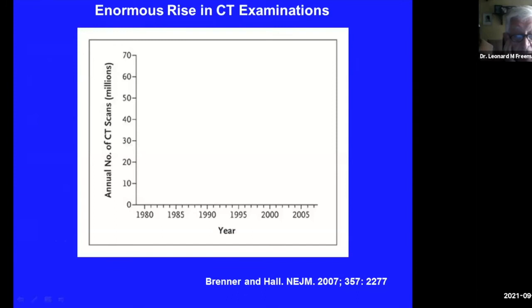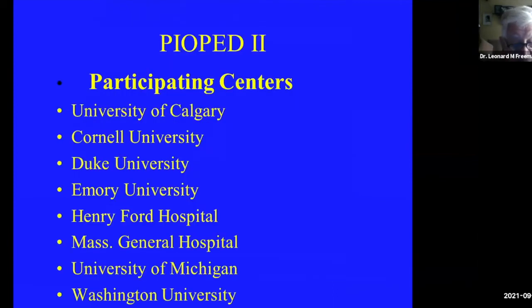Okay, but what happened in the meantime is CT came along, right? And basically, this was in the mid-1990s. And because of some of the problems with lung scanning, CT grew enormously. So they did a PIOPED-2 study, again, to evaluate how good CT pulmonary angiography was in diagnosing pulmonary emboli. And these are the institutions that were involved.